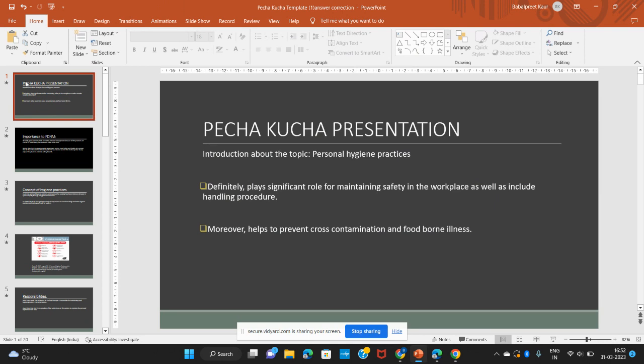As we all know, personal hygiene practices play a significant role in the workplace, as well as being important for handling procedures. Moreover, they are important to prevent cross-contamination and foodborne illness in the workplace area.